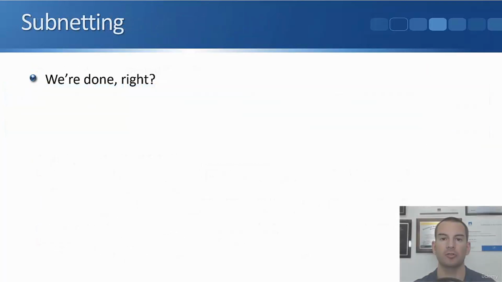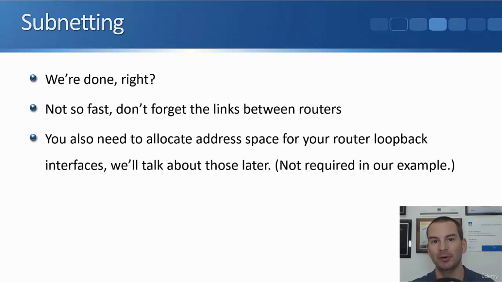Okay, so that's it. That was our 4 departments, so we're done, right? No, remember we have to allocate addresses for the point-to-point link between the routers in Boston and New York. Another thing you would do in the real world is you would also allocate address space for your loopback addresses. Loopback addresses are used for management. They're a logical address, so there's not anything physical on the other end, so we'll usually allocate a /32 to our loopback addresses. Again, we'll talk about loopback addresses more in later lectures. Don't worry about them for now, I just mentioned it here for completeness.